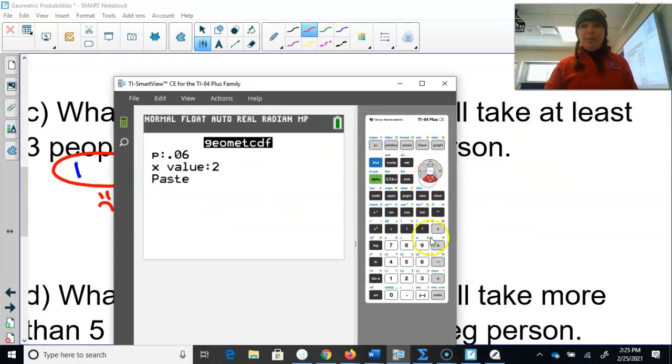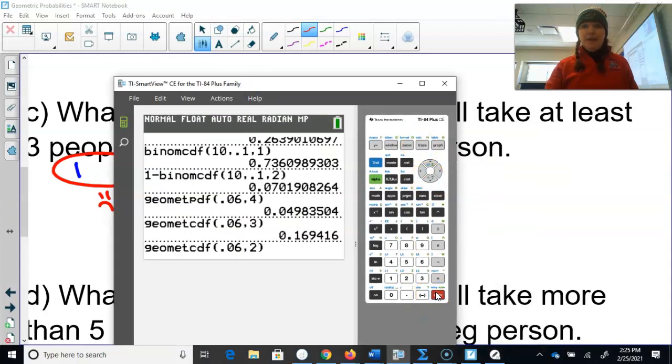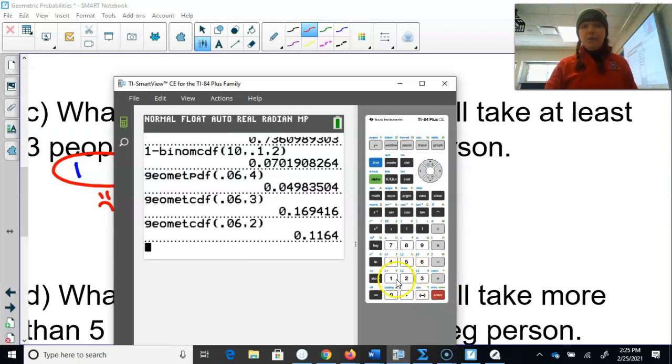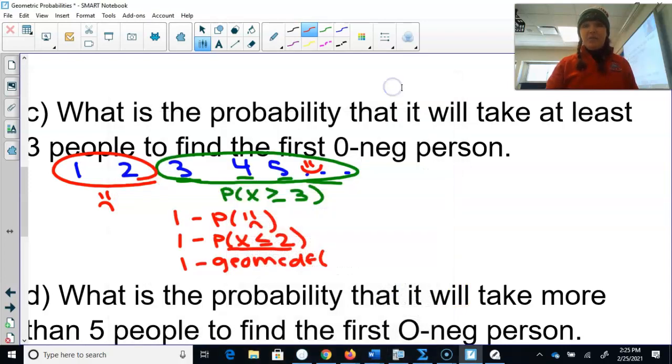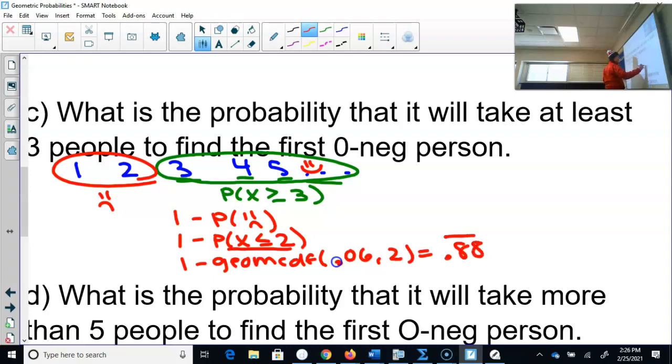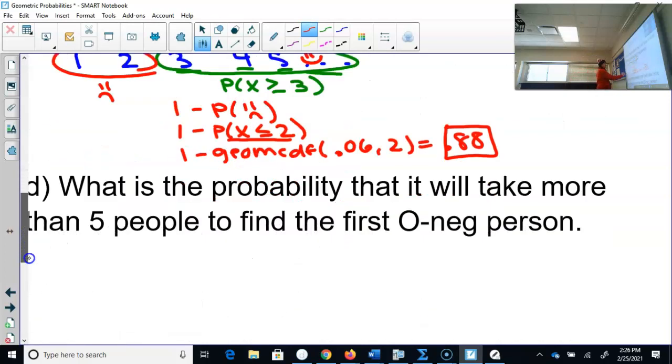I'm going to go ahead, I'm going to paste. And you know what I forgot to do, guys? I forgot to do 1 minus that. That's okay. What I can do then is I can just do 1 minus my answer. And my final answer then, 1 minus this geometric CDF right there, is 0.8836. So 0.06, comma 2, 0.88. Okay, let's keep cruising. Let's go to the next one.